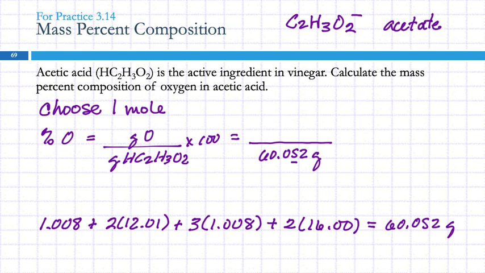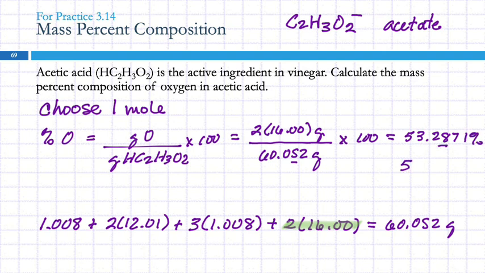The mass of oxygen in that 1 mole is actually hiding in the work that we did here. There's 2 oxygens, 2 moles of oxygen in every mole of this. So we'll take that out and put that up here. 2 times 16 grams, or you could multiply it out and write 32, doesn't matter. So by mass, it's 53.29% oxygen.